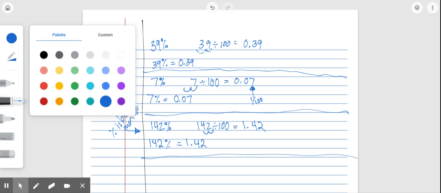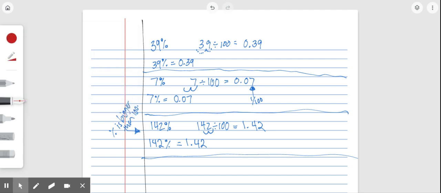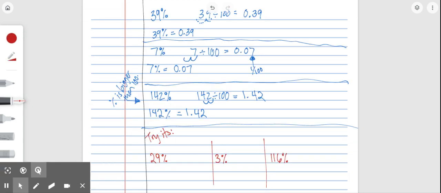Let's do a few try-its. All right, so your try-its are 29%, 3%, and 116%. So look up here, use these 3 examples that we just now did to try and find what those are as decimals. So take a few minutes, pause this video, and try and find them as decimals.